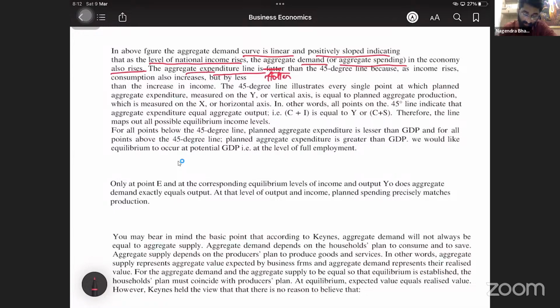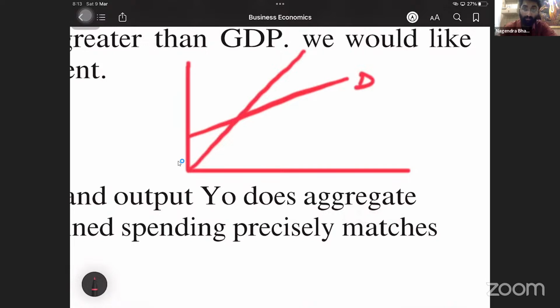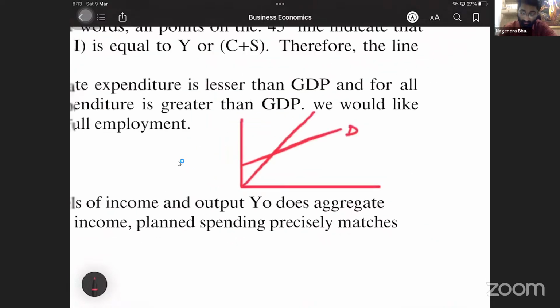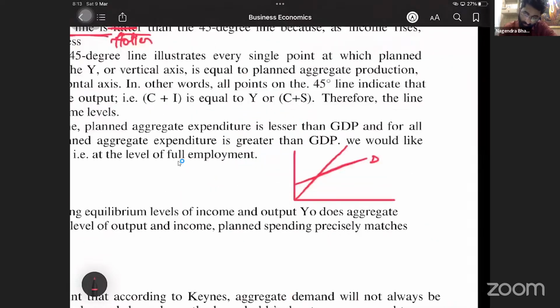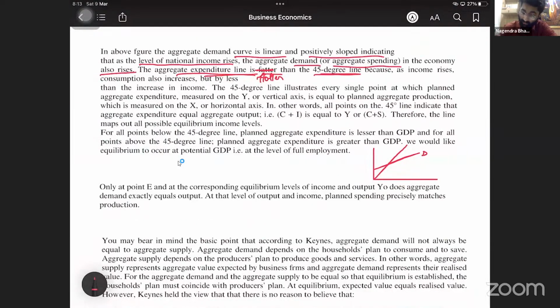That is aggregate expenditure, nothing but the demand curve, which is flatter, correct? See, this was the demand curve and this was the income curve, correct? The demand curve is flatter than the 45-degree line. Which is the 45-degree line? The income line. Income line is the 45-degree line.